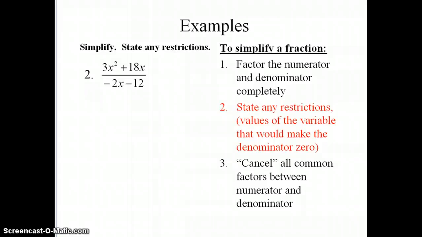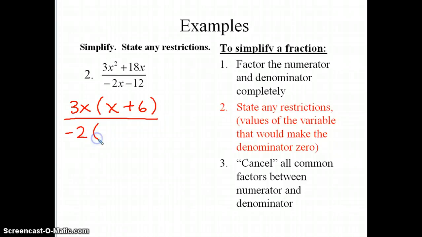Again, our 3 steps are there, and we will begin with step 1, factor the numerator and the denominator completely. I will pull out a 3x for the GCF in the numerator, leaving me x plus 6. In the denominator, I will be pulling out a negative 2. I chose a negative 2 because I noticed right here in the numerator I had an x plus 6. And I recognized if I pulled out a 2, I would be left with an x and a 6, but the signs would be wrong. So by pulling out the negative 2, I end up with x plus 6.